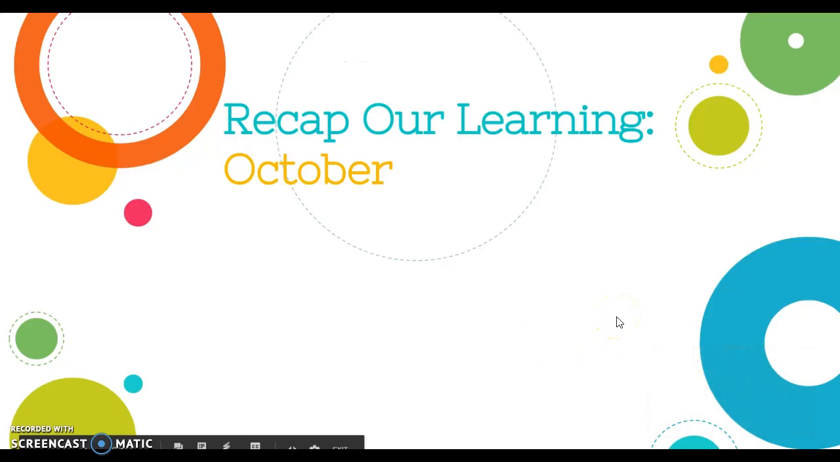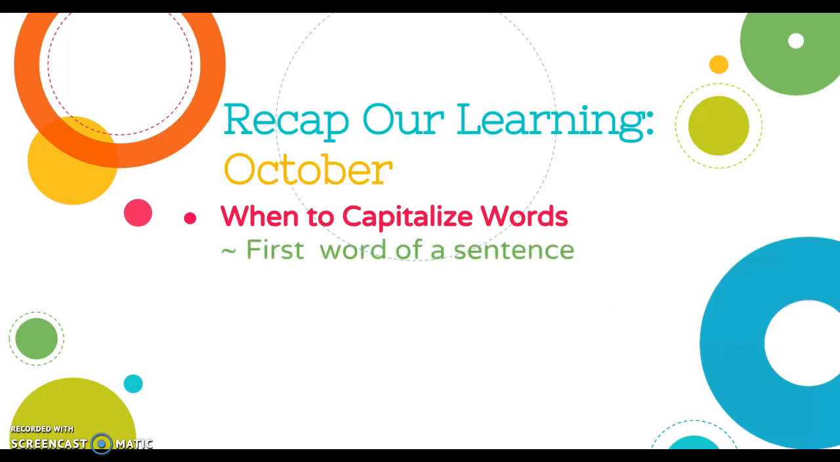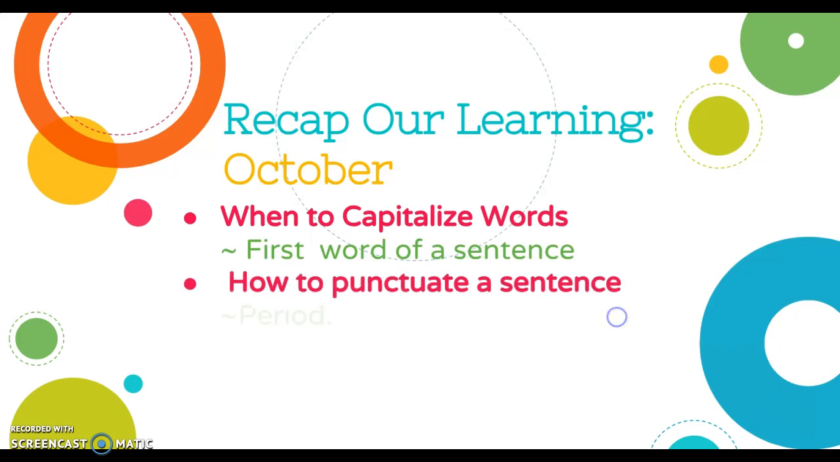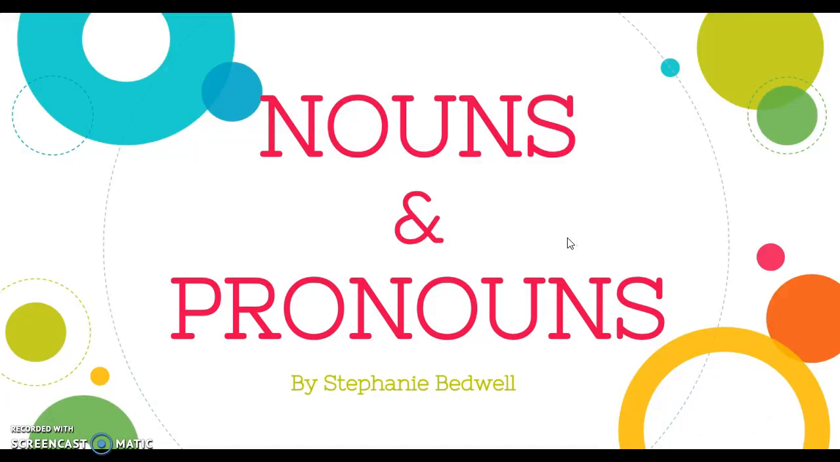Alright, first we're going to do a little recap of what we learned in October. In October, the first thing that we learned about was when to capitalize words. A primary example of that would be to capitalize the first word of every sentence. We also learned how to punctuate a sentence. For that we have periods, question marks, and exclamation points. And then overall we just learned about writing complete sentences. Now in November we're going to learn what actually constitutes a complete sentence and what different words we need to include in our sentences.